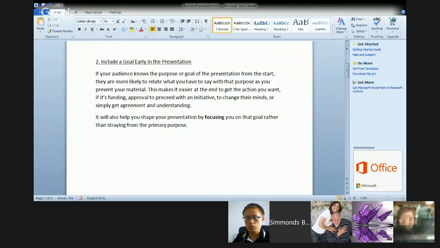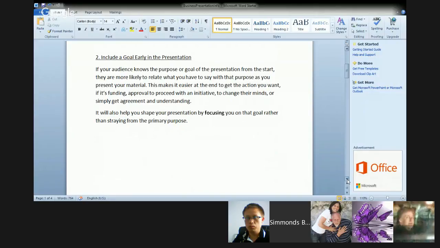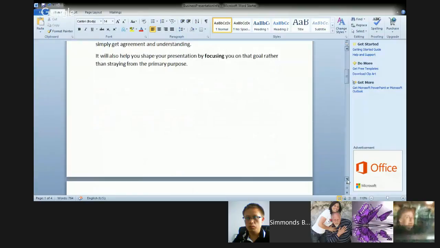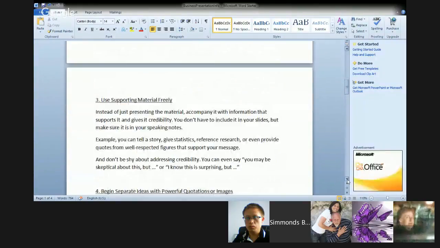All right, so those are the first 2 parts here. If we continue down, part 3, let's stop here. L, you are next. Can you please read part 3 in the presentation about use supporting material freely? Okay, sure. Use supporting material freely.